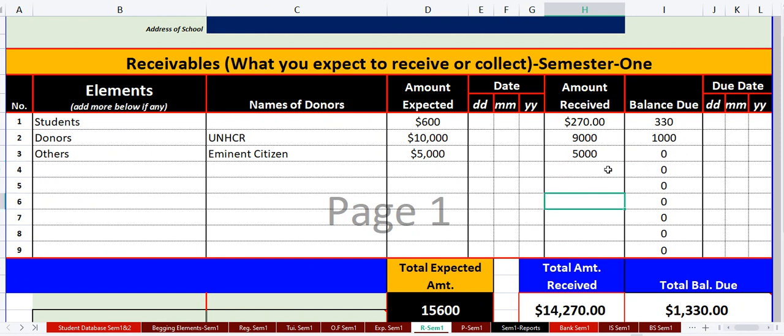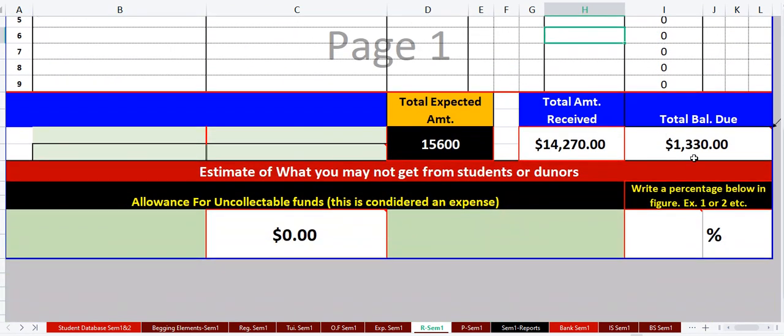Now we observe now that we have balance of $1,330 that need to come to the school. So we consider this as receivable. Alright, this is total amount collected. This is total amount that was expected previously, 15,600. And out of the 15,600, 14,270 was paid. So the balance is 1,330.